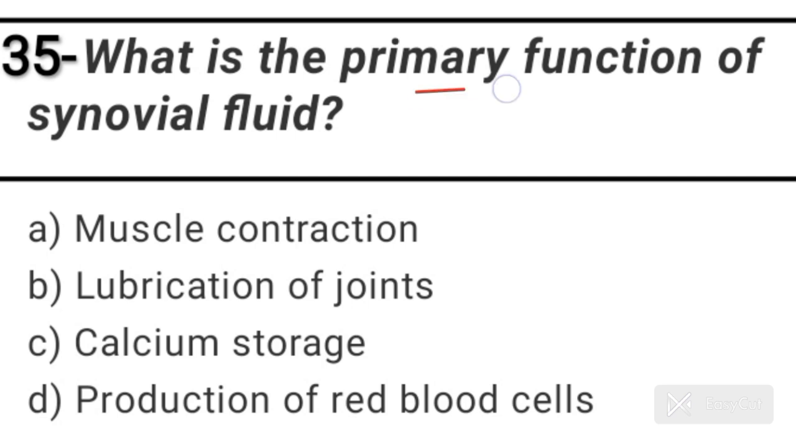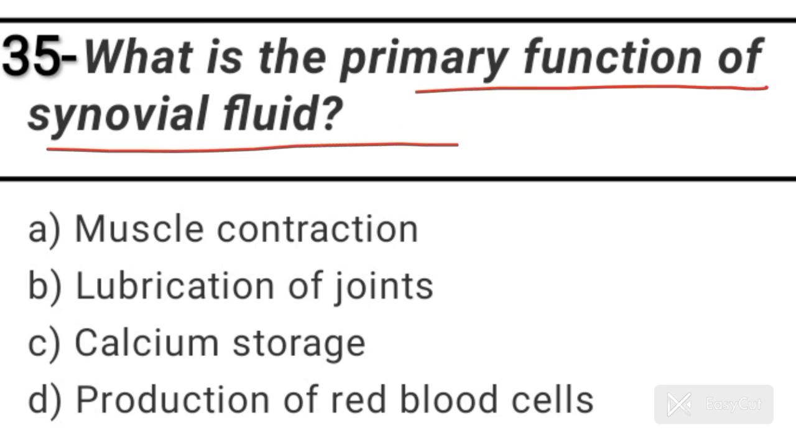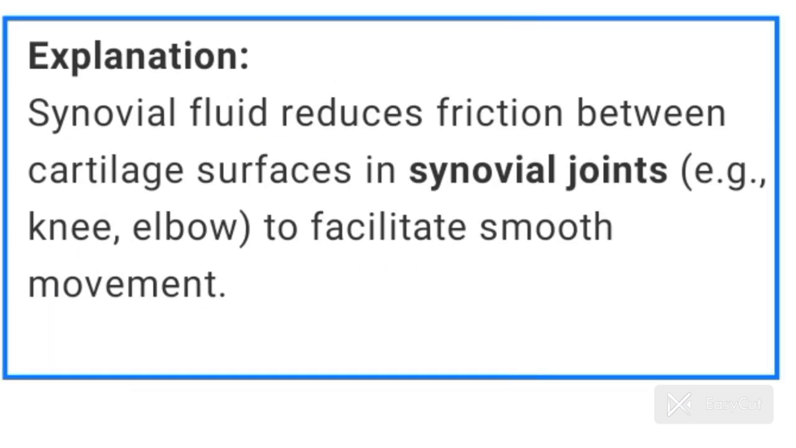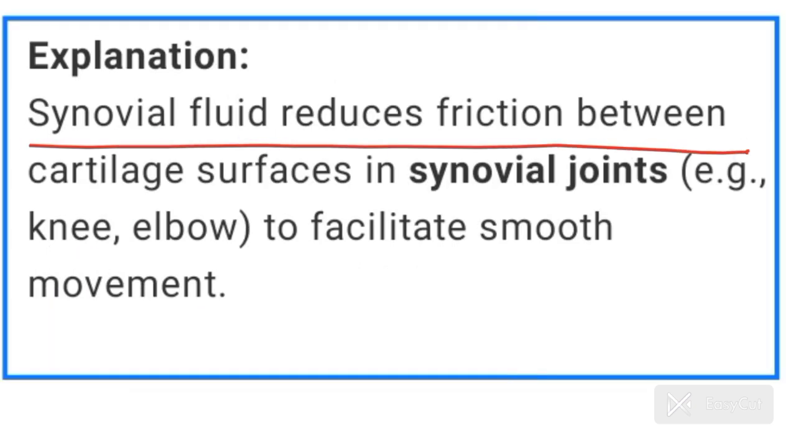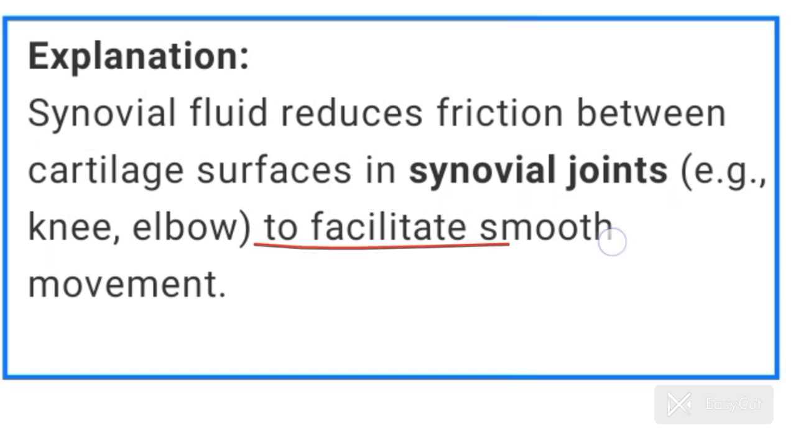Question number 35. What is the primary function of synovial fluid? Option B is correct here. Lubrication of joints is the primary function of synovial fluid. Synovial fluid reduces friction between cartilage surfaces in synovial joints, for example the knee joint and elbow joint, to facilitate smooth movement.